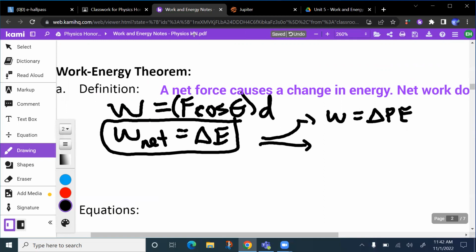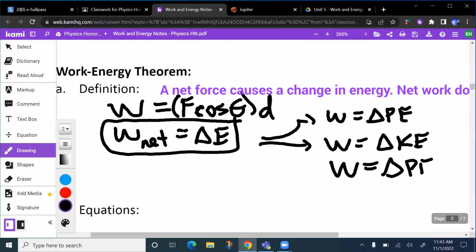Or let's say you were pushing something from rest. That means work could result in a change in the object's kinetic energy. Or maybe you were stretching a spring from its normal position. Work could equal the change in spring potential energy. So the work energy theorem could really be applied in any of these instances.